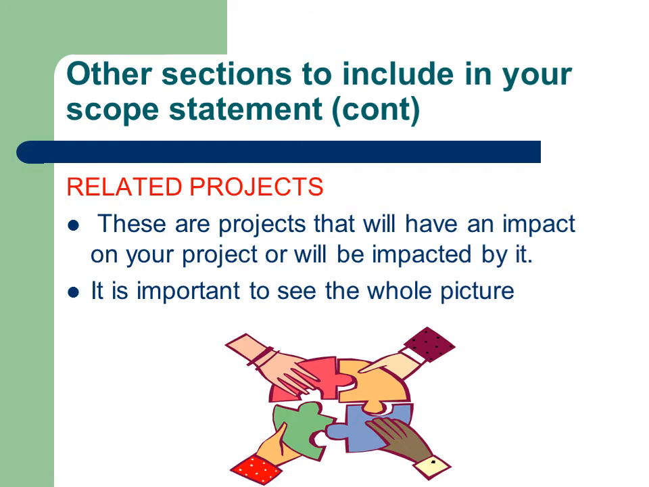Related projects. Related projects are those that will either have an impact on your project or will be impacted by it. This impact may have the potential to interfere with what you are doing, such as resource availability. On the other hand, it may be a matter of ensuring that there are no conflicting outcomes between multiple projects. You will also need to consider whether any related projects will impose risks upon your project. The important thing is to ensure that you are seeing the whole picture.